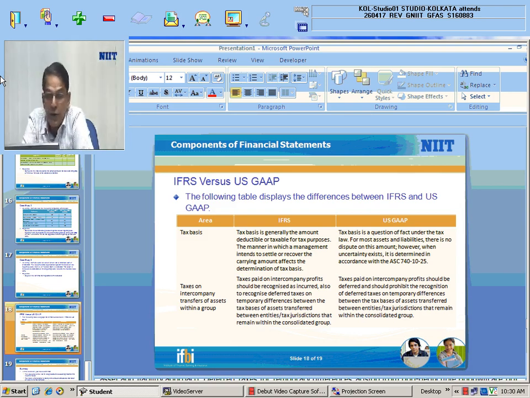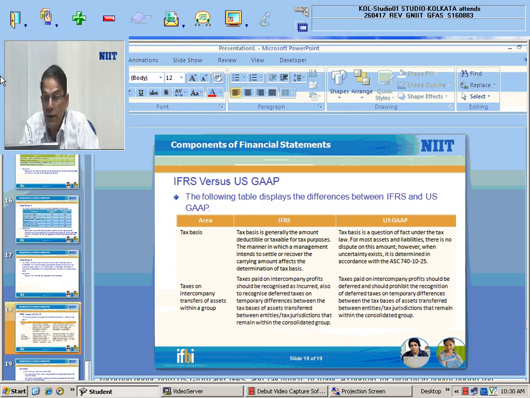Second area is taxes on intercompany transfers of assets within a group. When assets are transferred from one company to another within a group, IFRS requires that taxes paid on intercompany profits should be recognized as incurred. Also to recognize deferred taxes on temporary differences between the tax basis of assets transferred between entities or tax jurisdictions, because the entities may be in different tax jurisdictions, that must remain within the consolidated group.